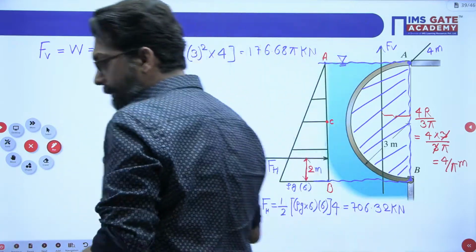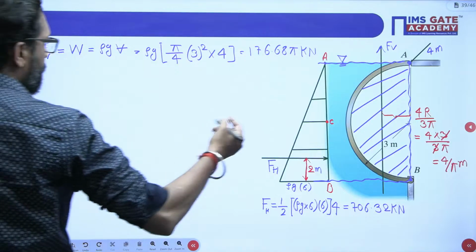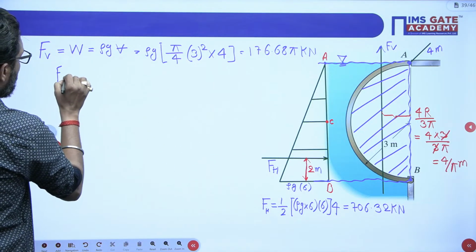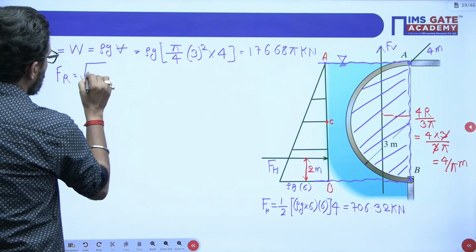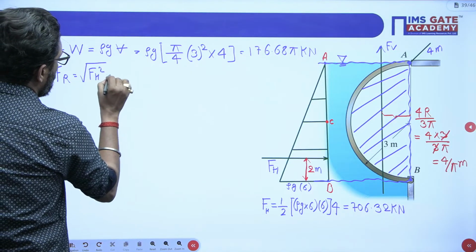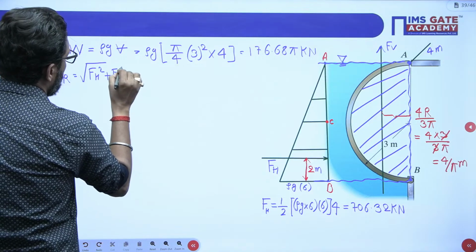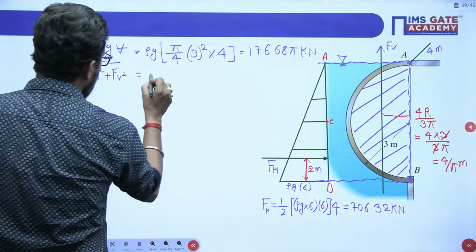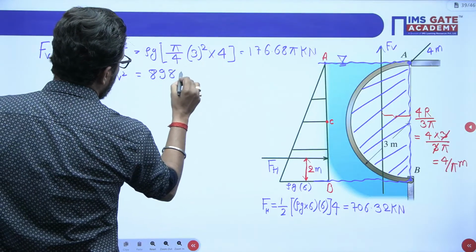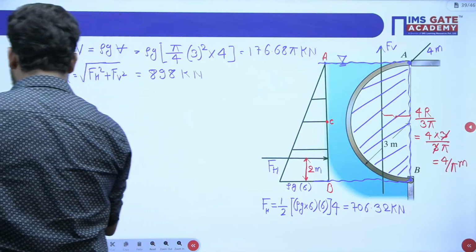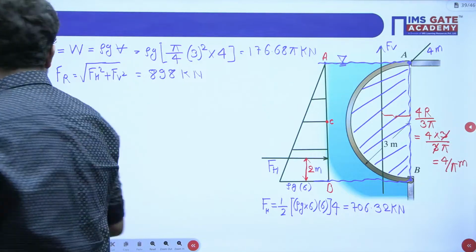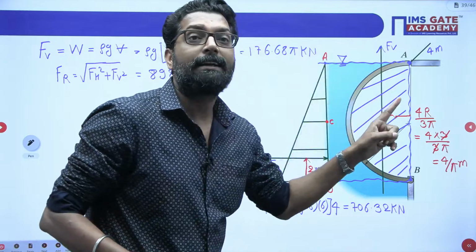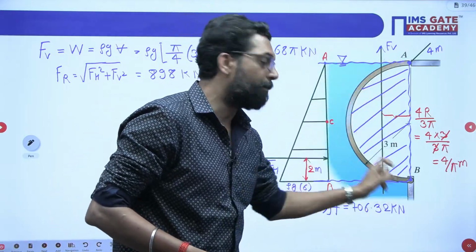Now we have to find the resultant force FR. It is the square root of FH square plus FV square. If you put in these values, just to check the answer, it is 898 kilonewton. Clear? 898 kilonewton. Now, my dear, we have to calculate the reaction at points A and B.